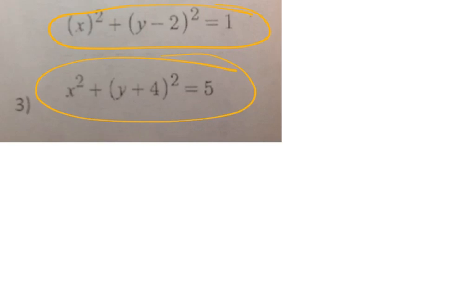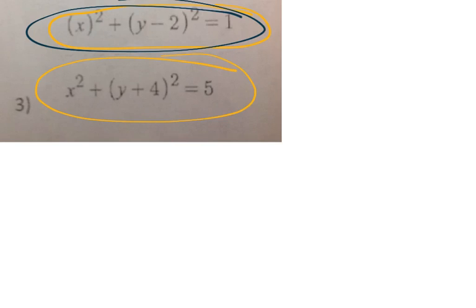Well, I notice that the first equation here, I have an x squared, and I'm just going to go ahead and solve for x squared, like I'm solving for x. So I'm going to minus the y minus 2 squared from both sides. Hopefully you can see what I'm doing there. But I'll show my work down here.